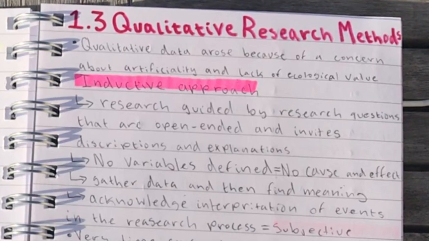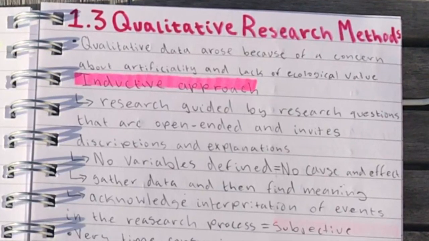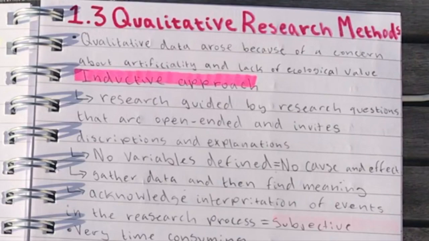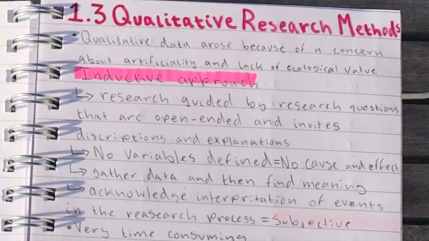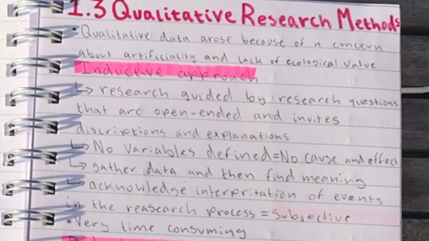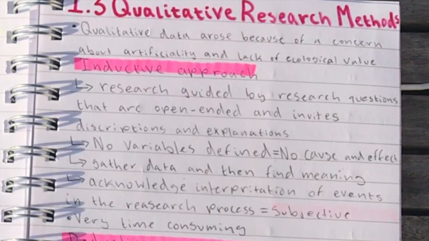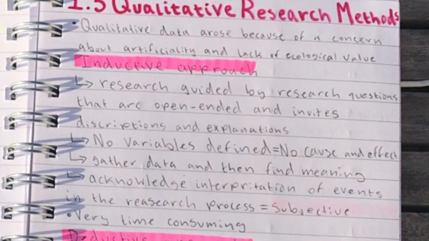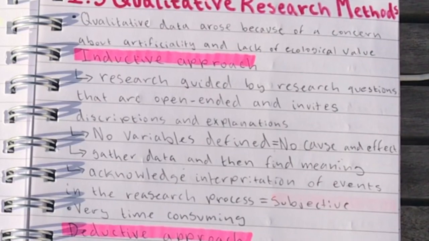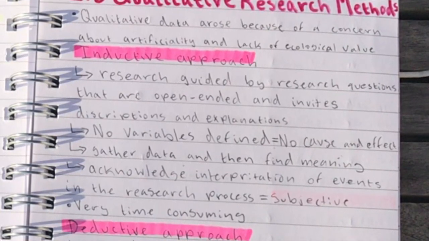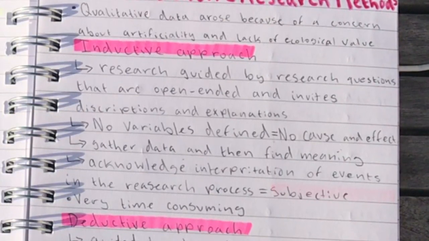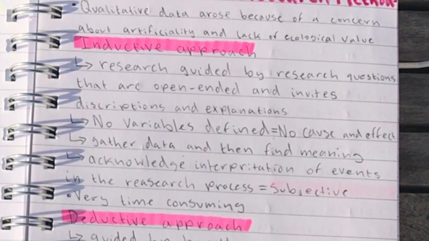So qualitative data arose because of a concern about artificiality and lack of ecological value. So what this means is that it arose because people were scared that the research being found was not actually relevant to real life. So qualitative data uses an inductive approach. This means that the research is guided by a research question that is open-ended and invites descriptions and explanations. Essentially, what you're looking for is how people experience their everyday lives. So this is not numerical data, this is textual data.